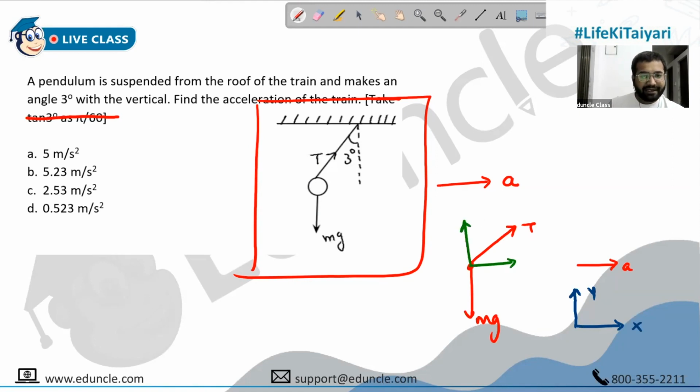First of all, what about the angle? Here you have 3 degrees, so this will also be 3 degrees, the Z angle. So this will be 3 degrees, people. So this will be T cos 3 and this will be T sin 3.